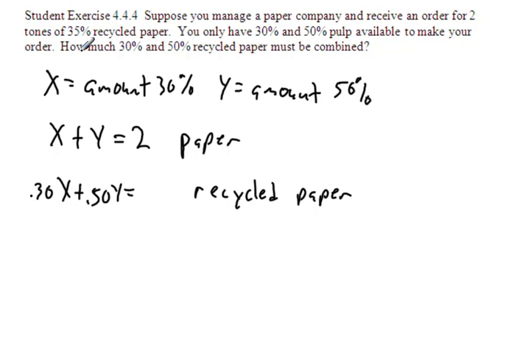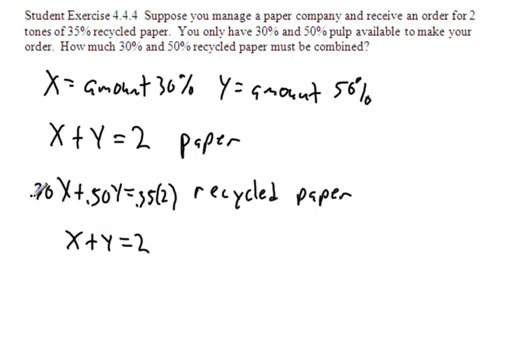And what's that order again? It's 35% of the 2 tons. So it's going to be equal to 35% or 0.35 times 2. So putting this all together, we get X plus Y equals 2.